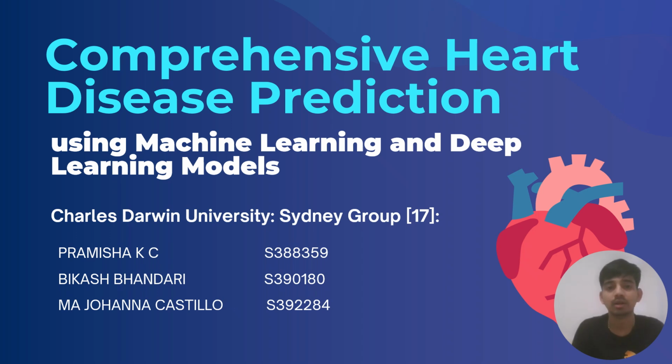Good day everyone. We are Sydney Group 17 and today we will be presenting our project titled Comprehensive Heart Disease Prediction using Machine Learning and Deep Learning Models. The purpose of this project was to apply data science techniques to an important real-world issue, heart disease, and to evaluate which models work best for predicting patients' outcome.